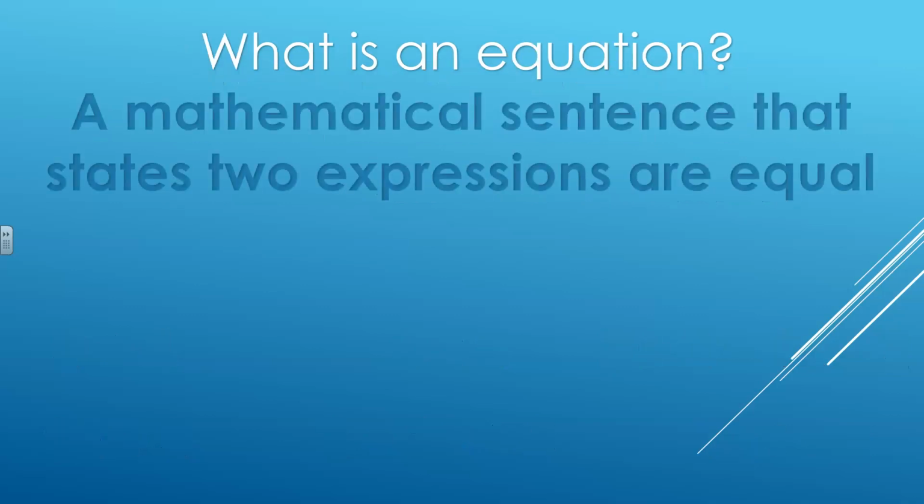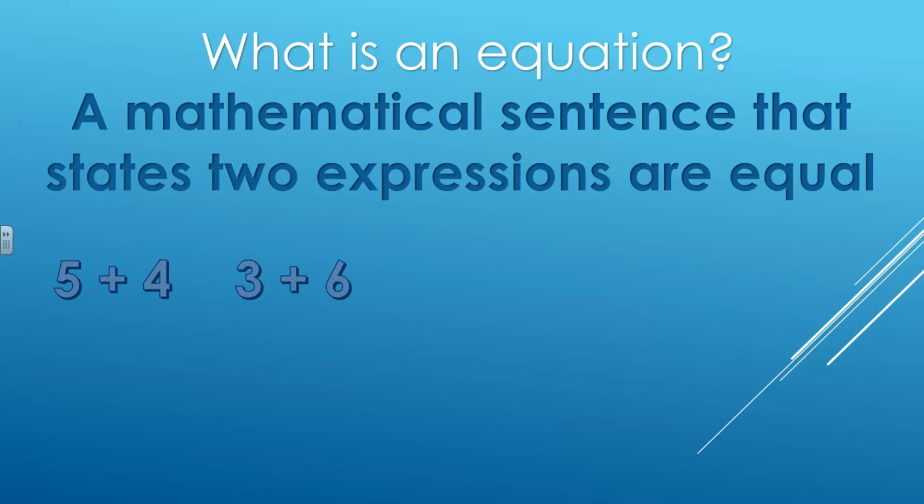Let's review an equation. So what is an equation? An equation is a mathematical sentence that states two expressions are equal. So we have 5 plus 4, 3 plus 6. Both of those expressions, we know the value would equal 9. So because the values are the same, we can set those equal to each other.